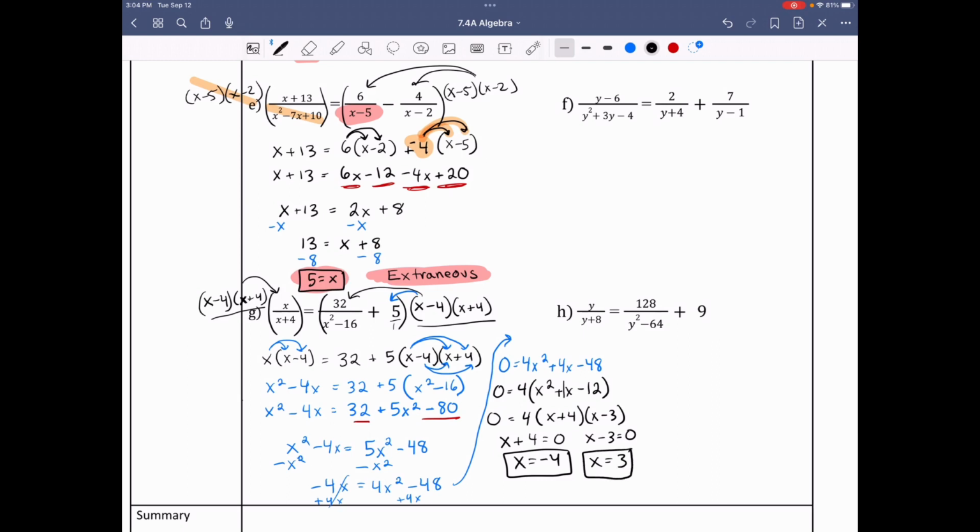Now I have to check, are either of those extraneous? Well, if I plug the x back into the original equation, this negative 4 into here, that would cause a 0 in the denominator. So that one is extraneous, but x does equal 3.